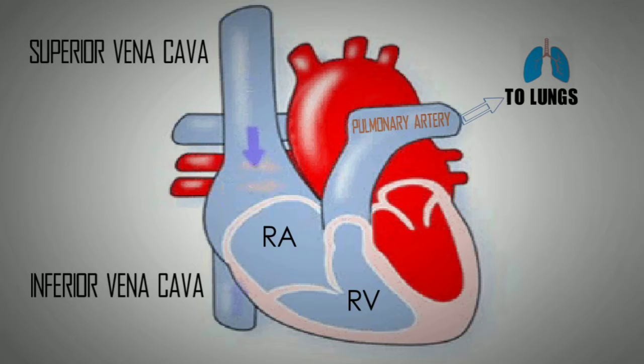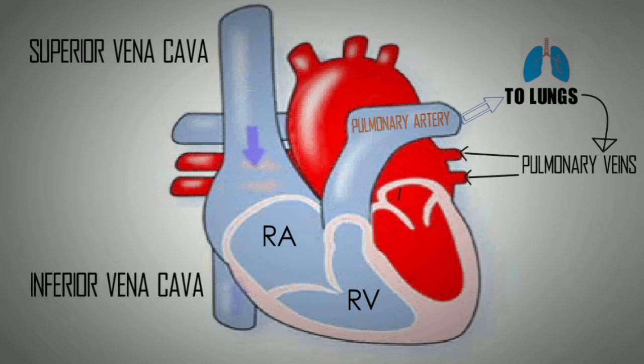Now the lungs will make the deoxygenated blood oxygenated. Afterwards, oxygenated blood will move towards the left auricle with the help of pulmonary veins. Then blood moves towards the left ventricle, and from the left ventricle it will be distributed to the whole body with the help of the aorta, which is the largest artery of the body.